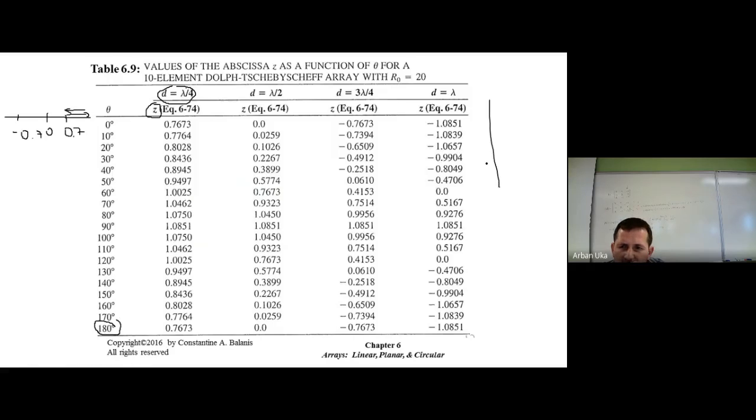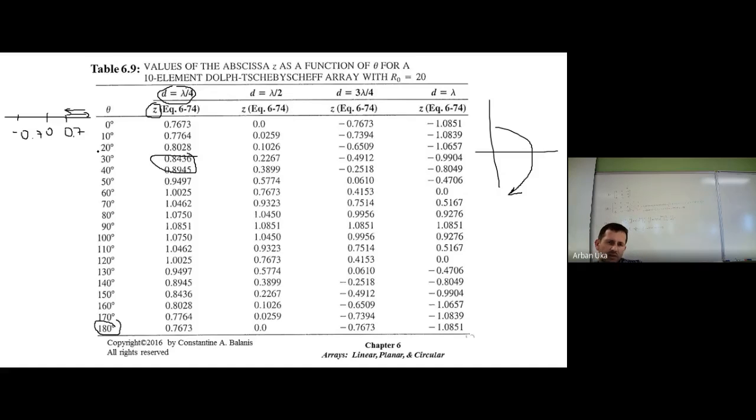And what is angle theta? Angle theta is this. So we may expect, as a function of the angle theta, a power distribution, which can be evaluated by substituting these values in the Chebyshev equation.